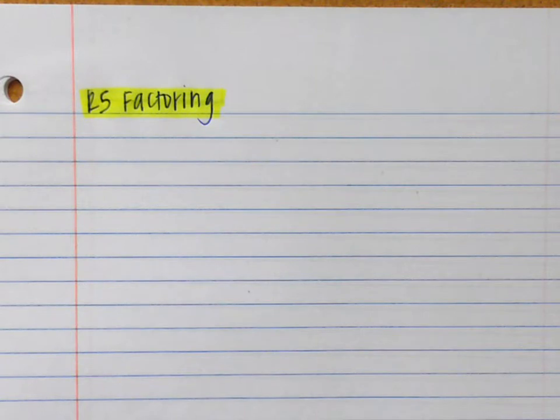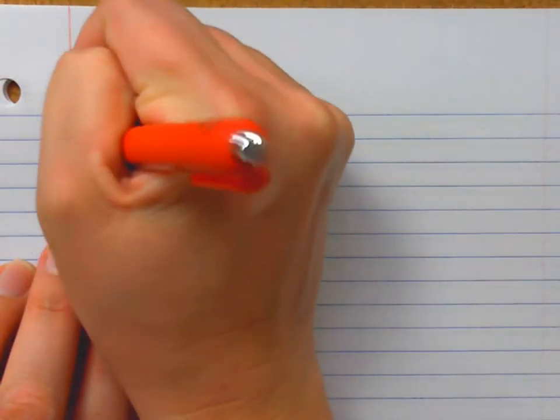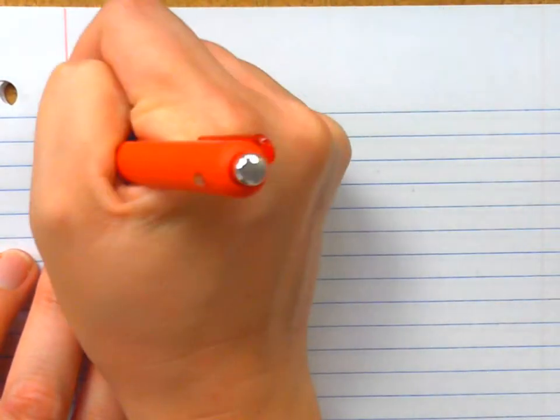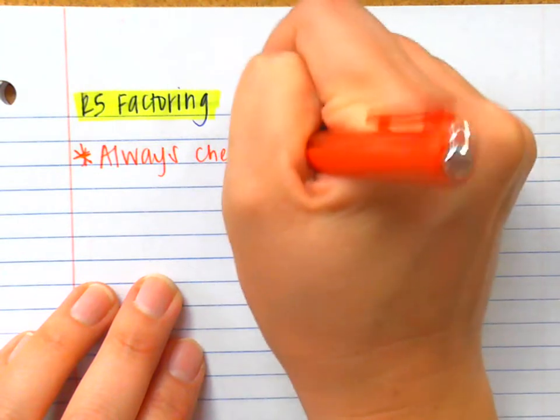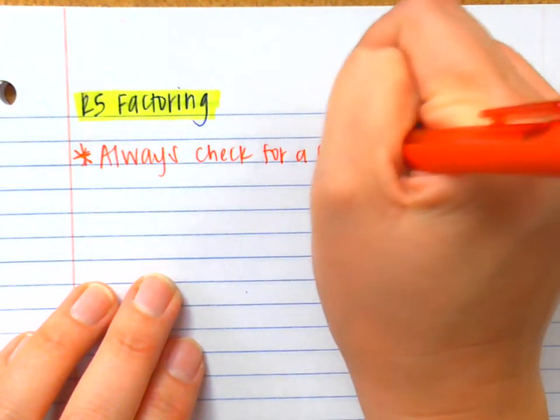Okay, we are going to talk about 3 different methods of factoring. All of these should be reviewed from Algebra 1. So really the most important thing to remember with factoring is always first check for the GCF. That's always going to be your first thought whenever you are factoring. So always check for a GCF.